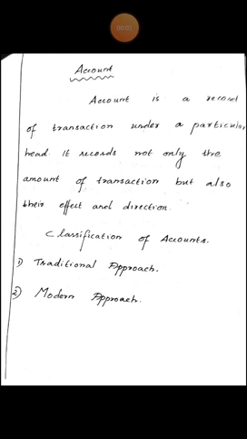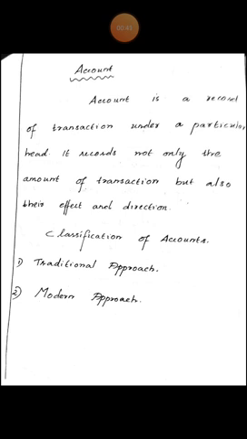Dear students, our next topic is accounts. Under the double entry system of accounting, each transaction has two aspects, one debit aspect and one credit aspect. As per the dual aspect concept, at least two accounts are involved in a transaction. Minimum two accounts are involved in a transaction.